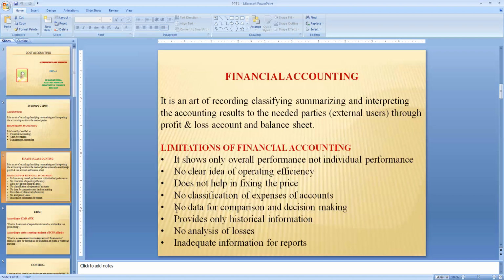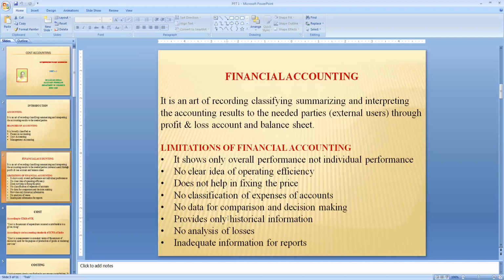And the next limitation is that there is no data for comparison and decision making. As we know, financial accounting does not supply any useful data to the management for comparison with the previous period and for taking various financial decisions, such as the introduction of new products, replacement of labor by machines, or pricing in normal or special circumstances, producing a part in the factory or buying it from the outside market, whether production of a product is to be continued or given up, or whether investments have to be made in new products.